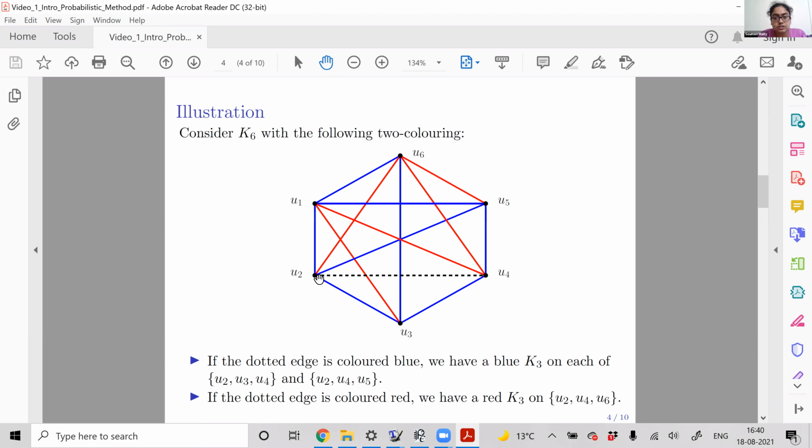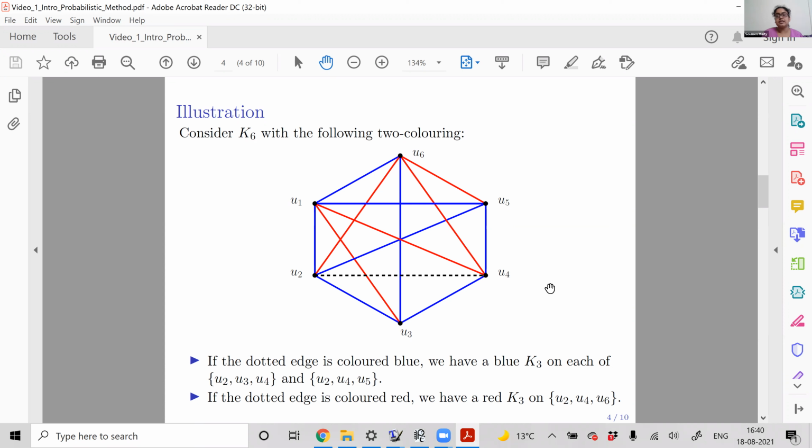One is this U2, U3, U4. The other one is U2, U4, U5. If you choose to color the dashed edge with red, then you end up with a red triangle, which is U2, U4, U6. Okay, so there is no way, and in fact, you can prove this formally.